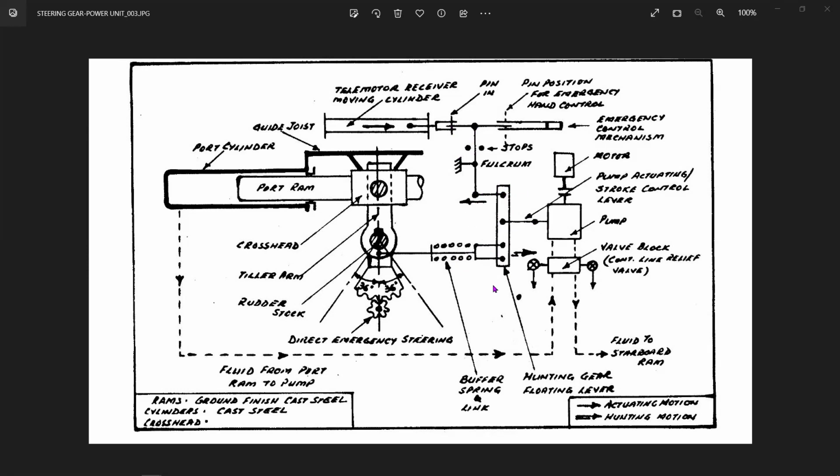Earlier, what they did was remove the telemotor and receiver, and they controlled it by electronic control, as we saw previously. We've seen that electronic rheostat type of control, and they had a hydraulic arm connected to that.